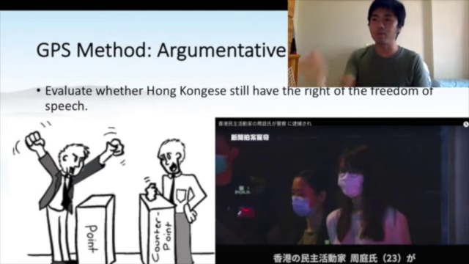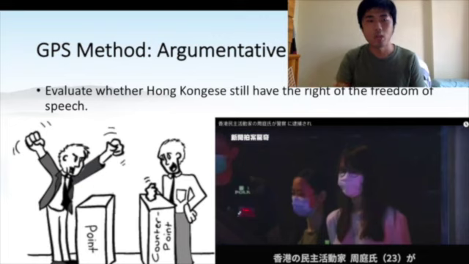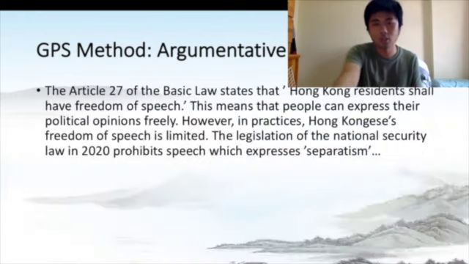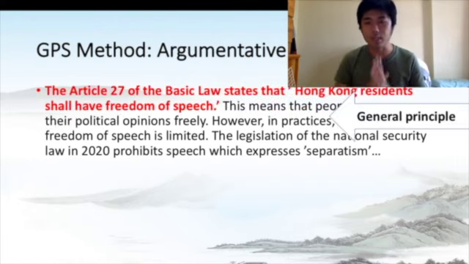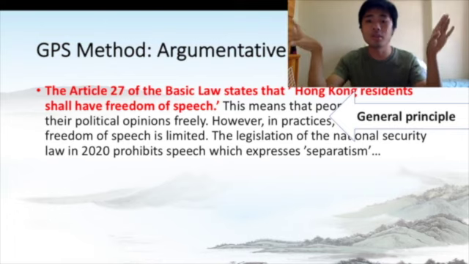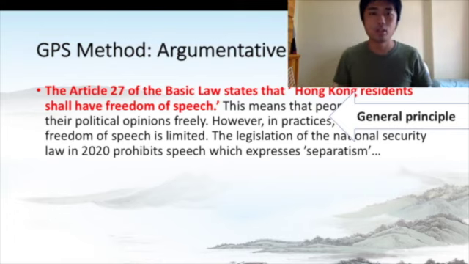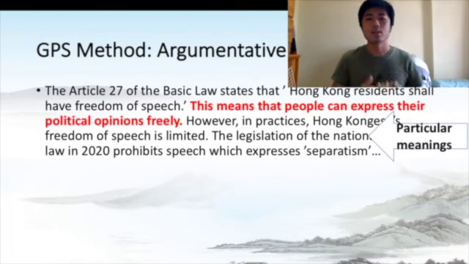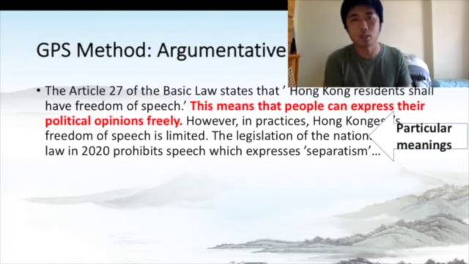So we can also use the GPS method in an argumentative way. Here is a question: evaluate whether Hong Kongers still have the right of freedom of speech. How should we address this controversial question? We begin with a general principle first. Article 27 of the Basic Law states that Hong Kong residents shall have freedom of speech. We have a general statement: any Hong Kong resident should have freedom of speech, right? General. And then we need to explain its meaning. This means that people can express their political opinions freely.